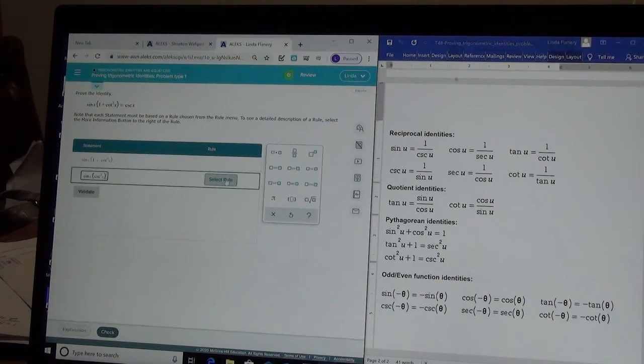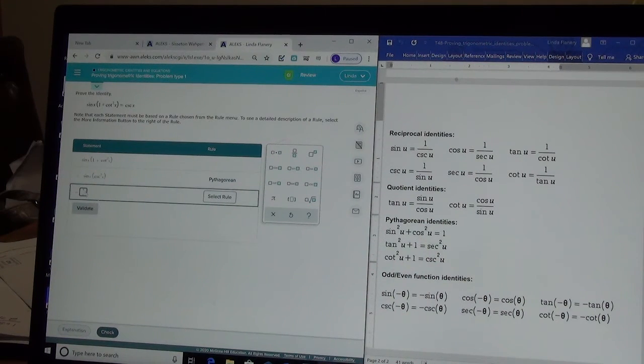And then I have to select my rule. That would be my Pythagorean identity. I'm going to hit validate there. Then I'm going to look at that and I say, okay, I still want to change it into the cosecant. So if I look at my sine properties up here on my reciprocal identity, you can see that the sine of u is equal to 1 over the cosecant. So that's the one I'm going to use to change my sine into cosecant.